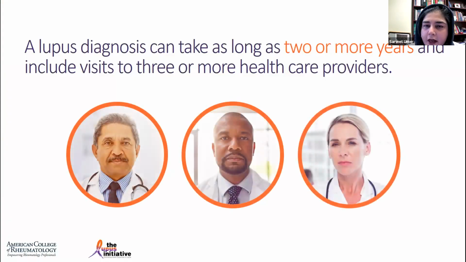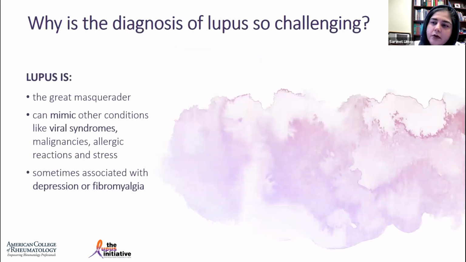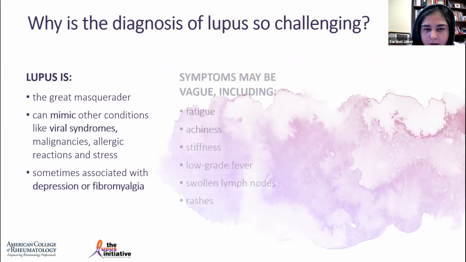A lupus patient's diagnosis can sometimes take 2 or more years, and it includes visits to more than 3 providers before we start noticing that there's something wrong with this patient, who has chronic symptoms and might possibly have lupus. Why is the diagnosis so challenging? Because lupus is a great mimicker. It can mimic many conditions like viral syndrome, malignancies, allergic reaction, and stress. Sometimes these patients have associated depression and fibromyalgia, which leads to more vague symptoms, which makes it further challenging for primary care to make the diagnosis.